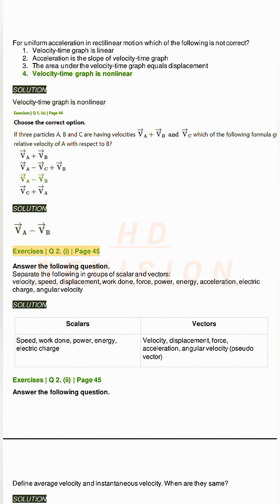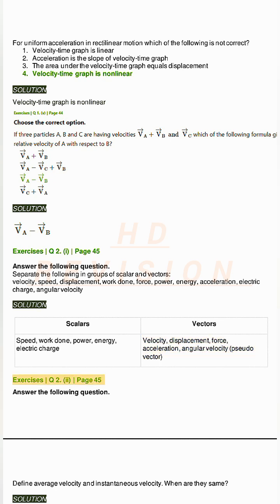Exercises Q2. Page 45. Answer the following question. Separate the following in groups of scalar and vectors. Velocity, speed, displacement, work done, force, power, energy, acceleration, electric charge, angular velocity. Solution. Scalars: speed, work done, power, energy, electric charge. Vectors: velocity, displacement, force, acceleration, angular velocity (pseudovector).